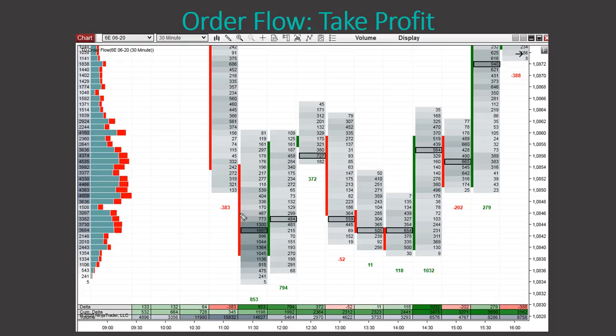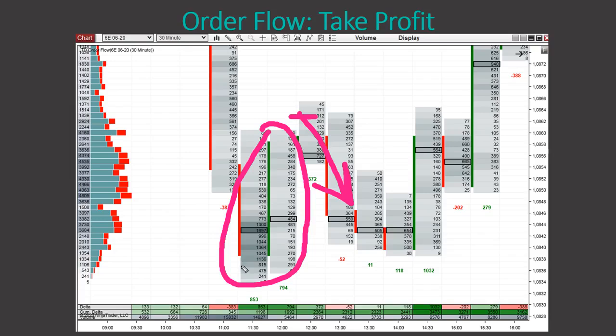Now another example. Imagine you are short from here. So you look into this pullback area where the price went towards your short, and this is the zone you're looking for. This is the potential support. This is where you want to quit your trade, one tick above this high volume node.